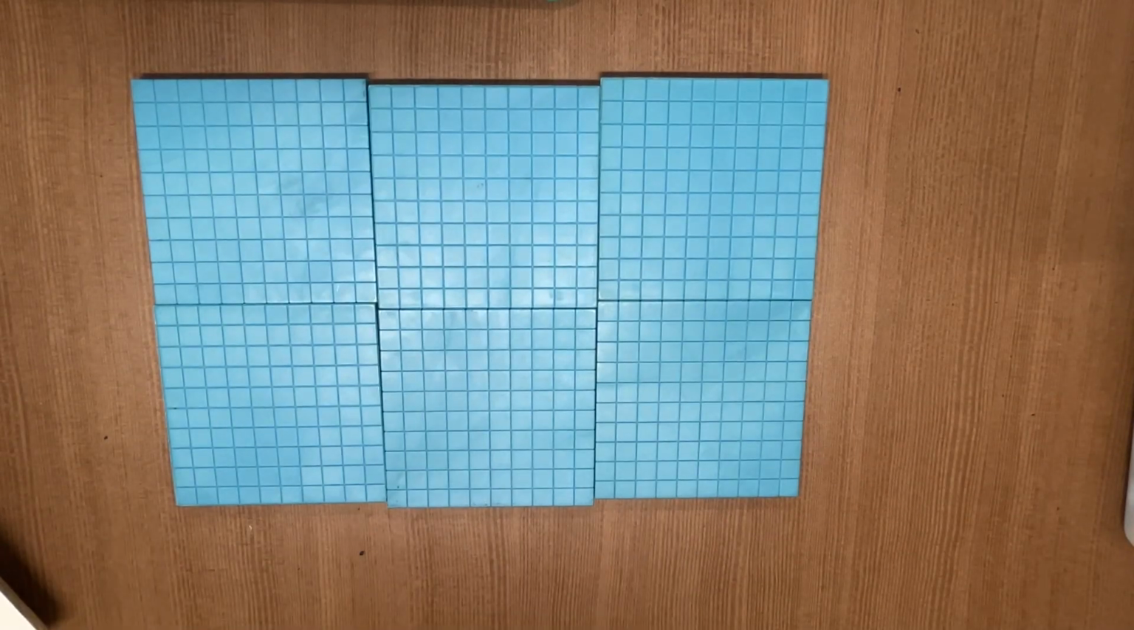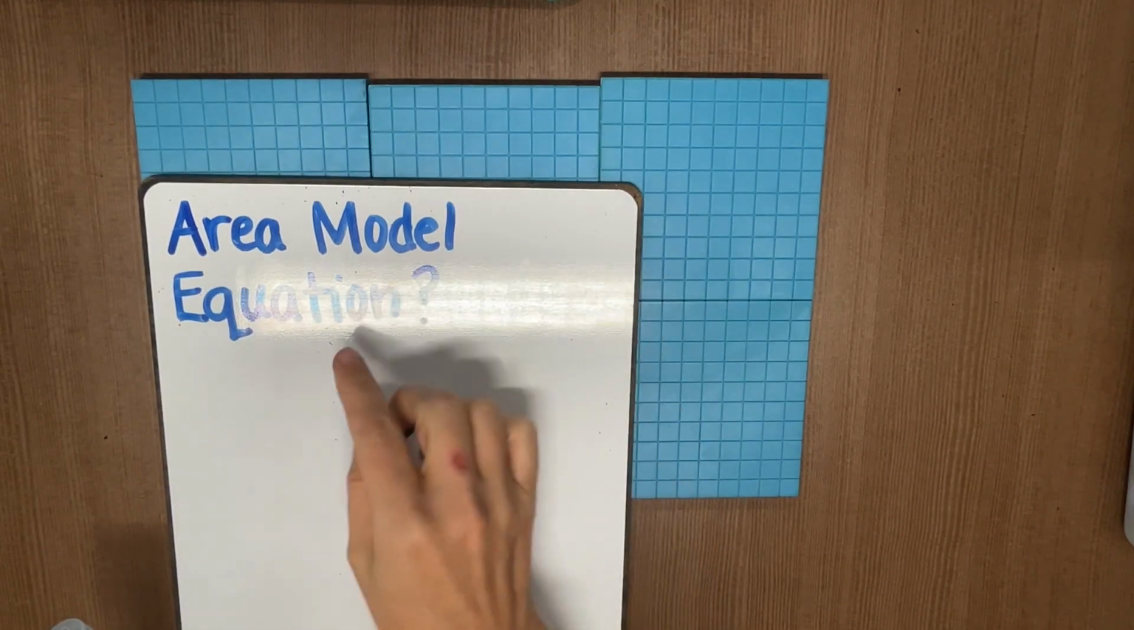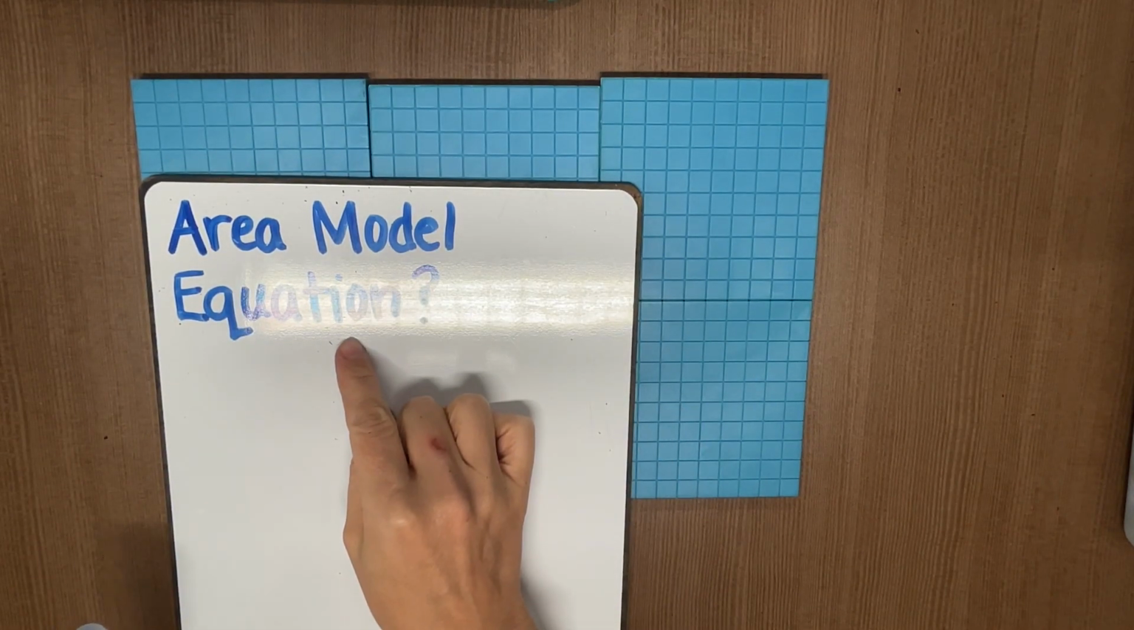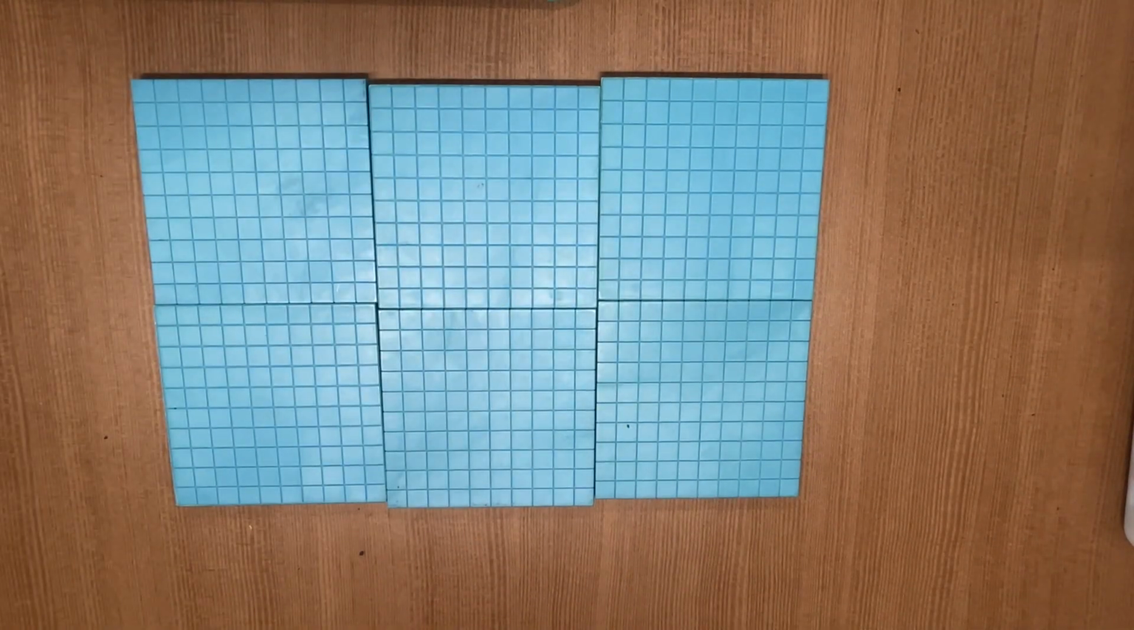This is an area model. I have drawn the area model for you. What equation or equations do you think it represents? Pause the video and write down some equations that you think it might match. Okay, let's see how you did.